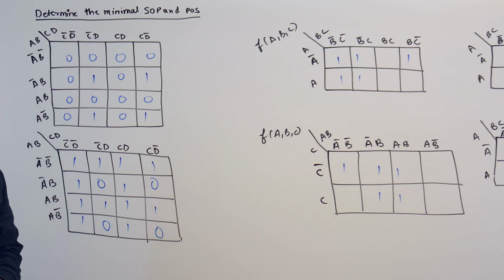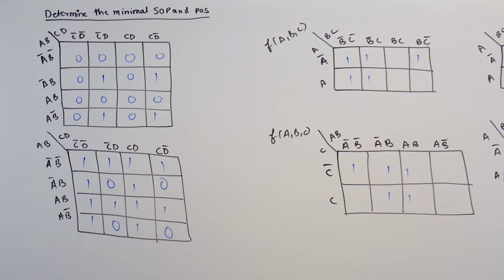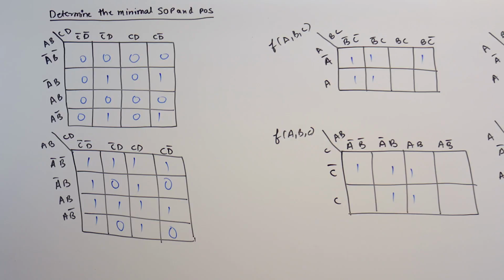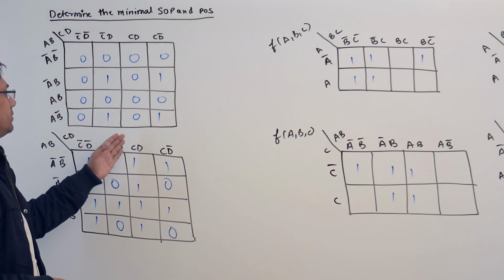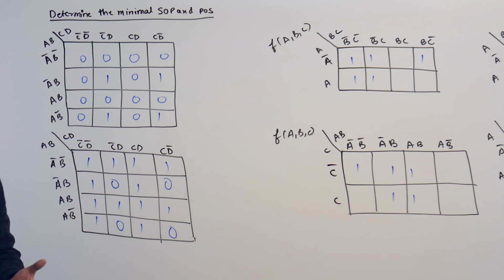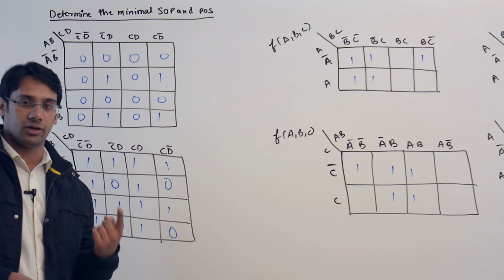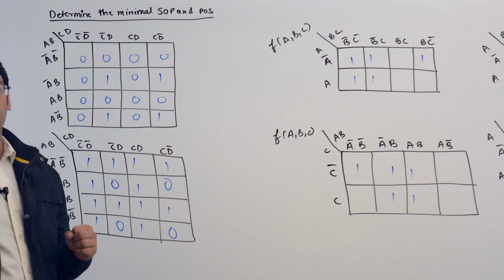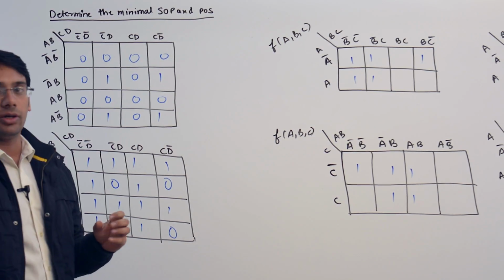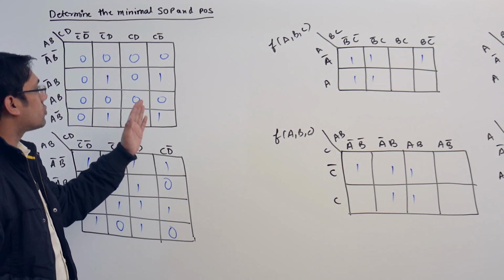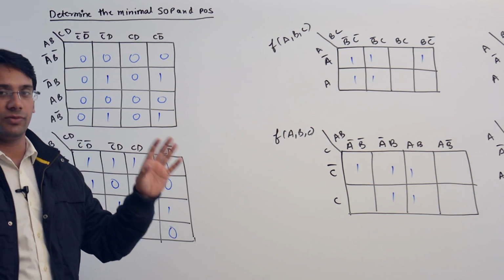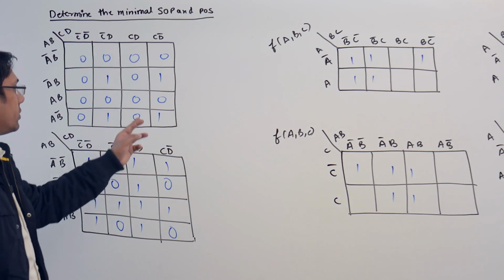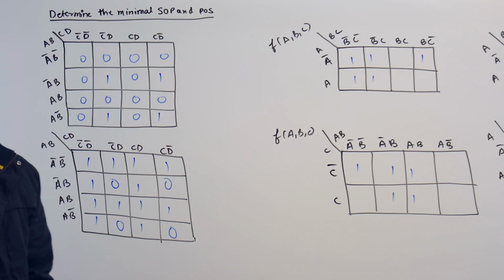Consider this question. Here they are saying determine the minimal SOP and POS for the following K-maps. Consider the first K-map. Whenever we are finding SOP, that means we are going to take all the one terms, and whenever we are going to find POS, that means SOP is sum of product and POS is product of sum. Whenever we are finding POS, we are going to take all the terms which have zeros.